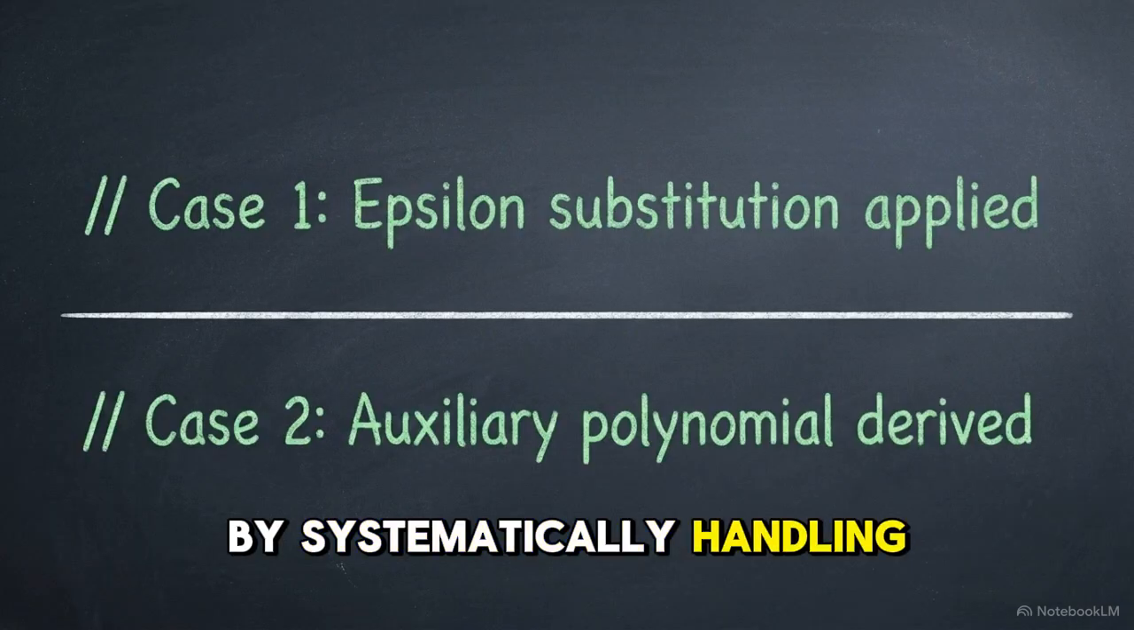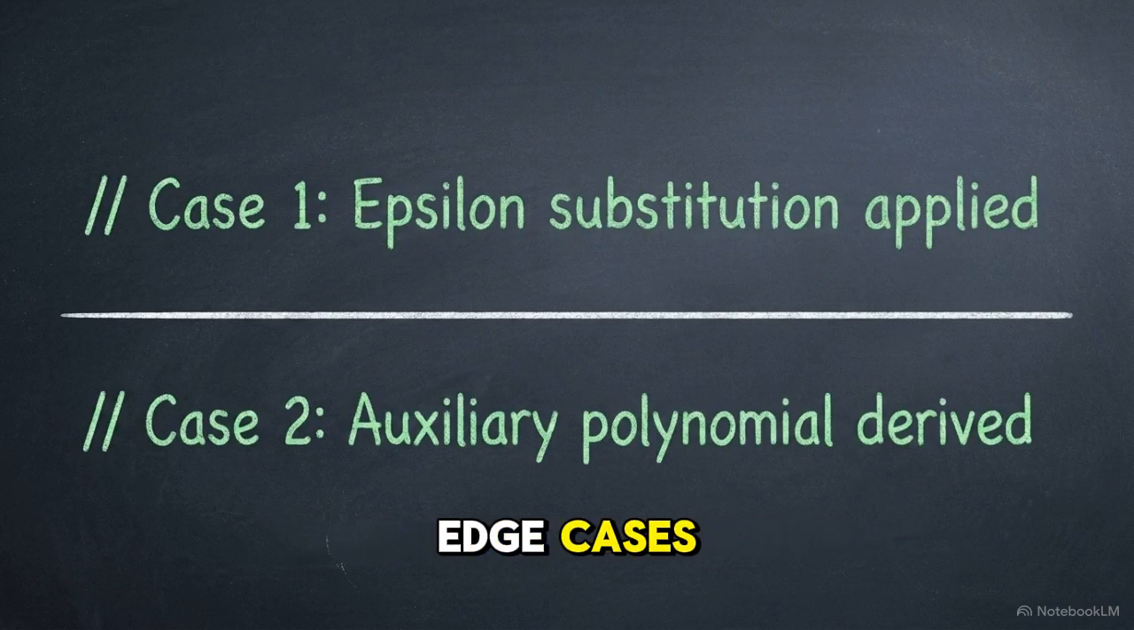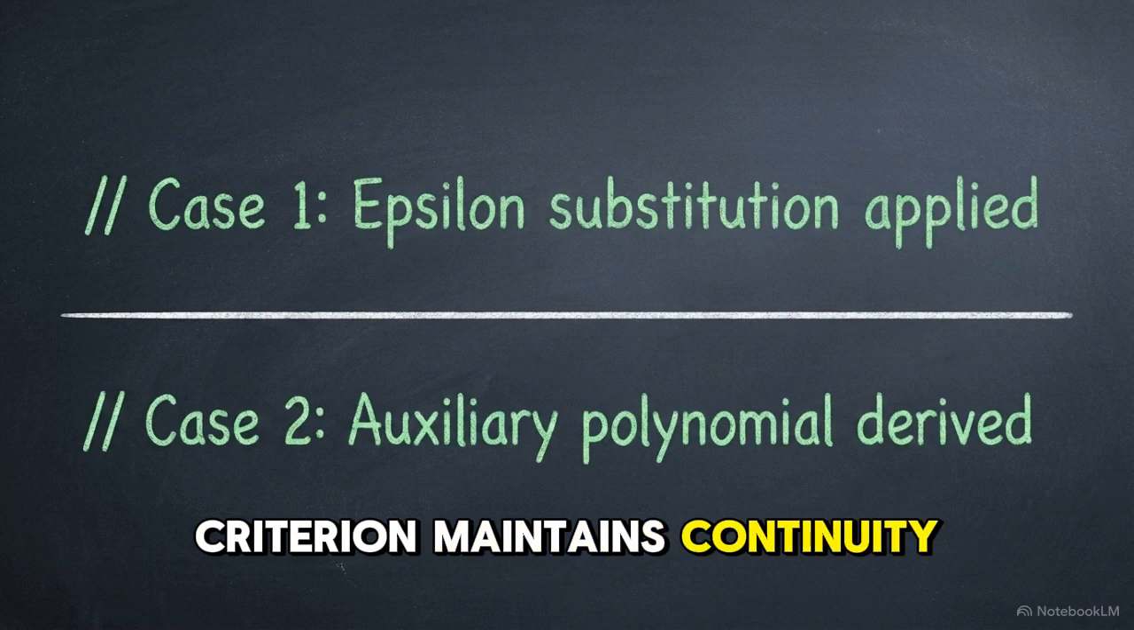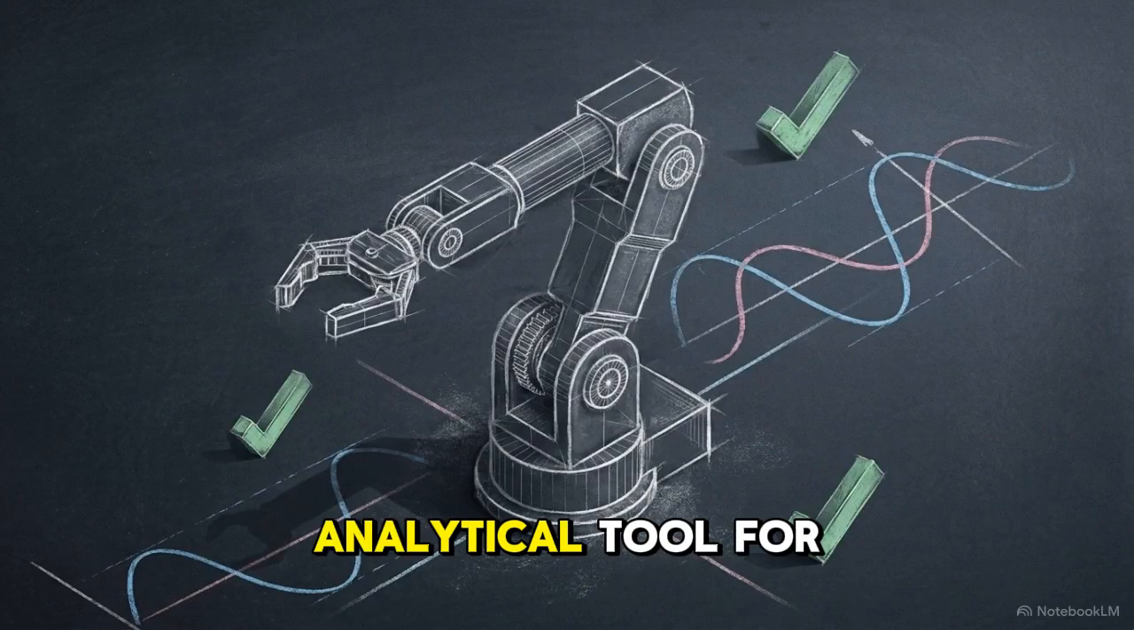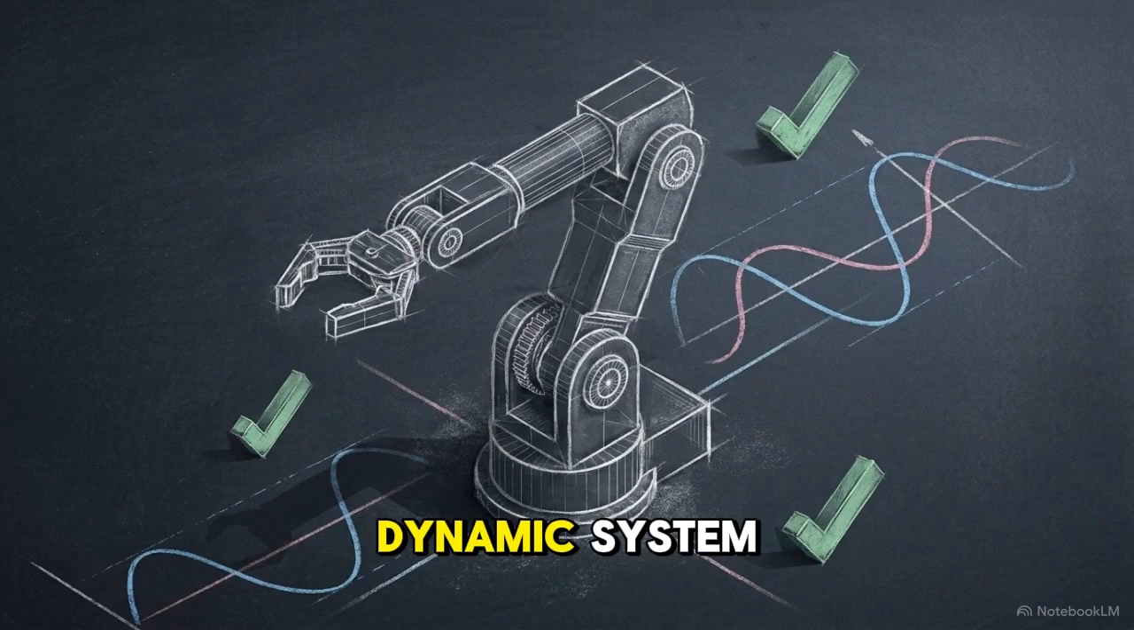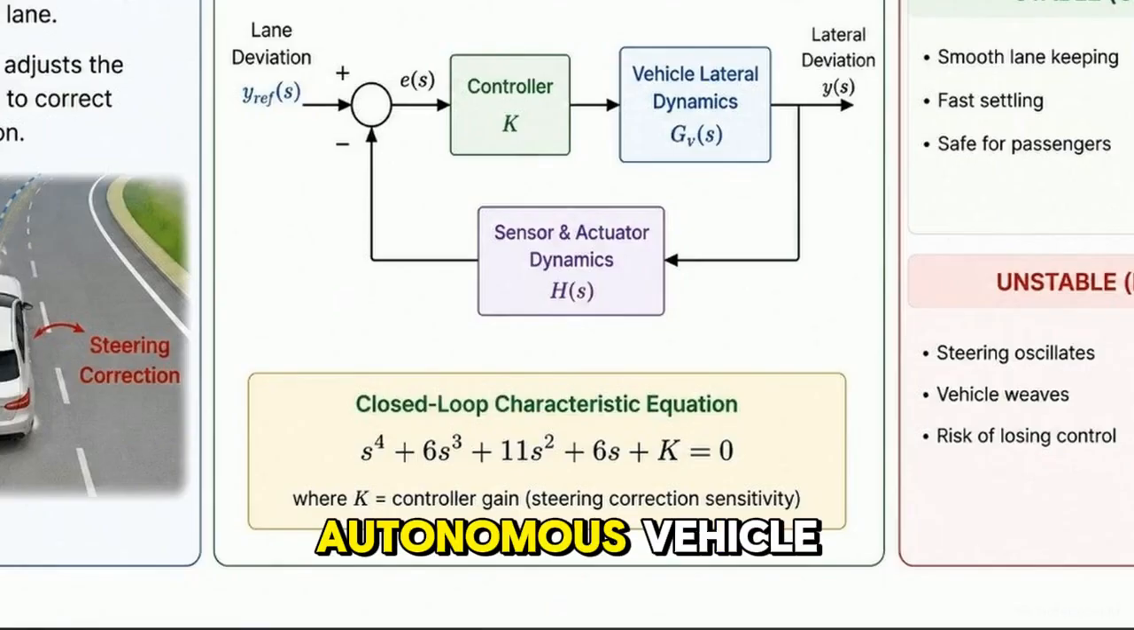By systematically handling these two mathematical edge cases, the Routh-Hurwitz criterion maintains continuity. It remains a robust analytical tool for dissecting any linear dynamic system. Let's bring this back to the autonomous vehicle.